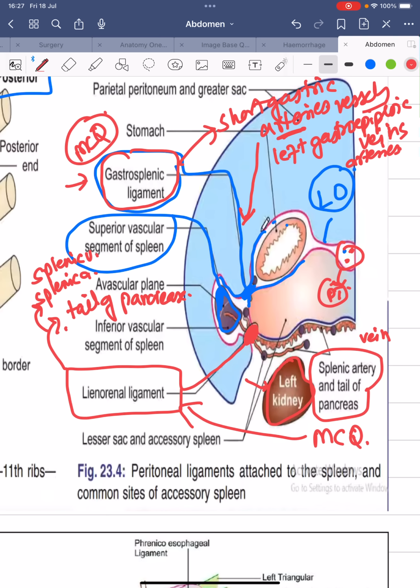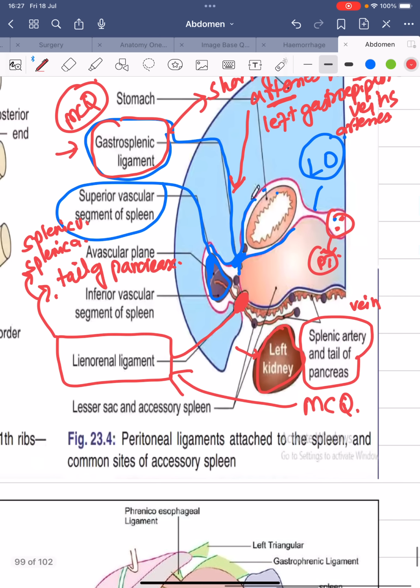Done. Now the spleen is also attached to your left kidney. By which ligament?